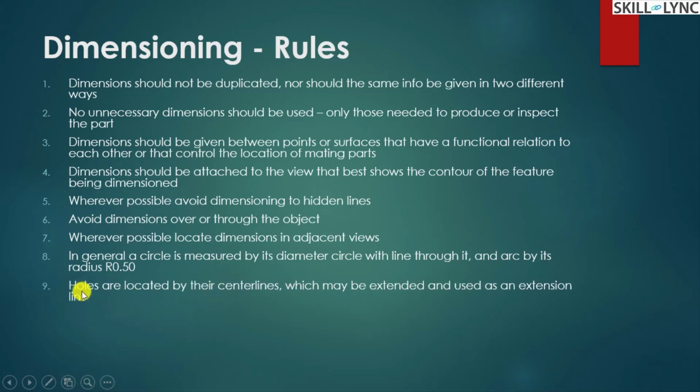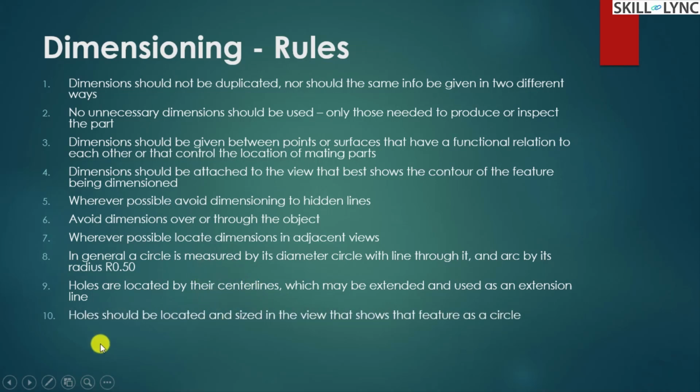So next is, the holes are always located by the center lines, and they can be extended and used as an extension line. So it means that for the holes that are drilled, the positioning is referred from between those centers. So the gauges will be designed so that the referencing is always between the center lines. So you are aligning those production intent along your design intent.